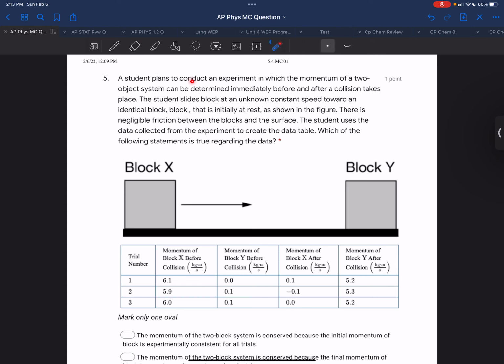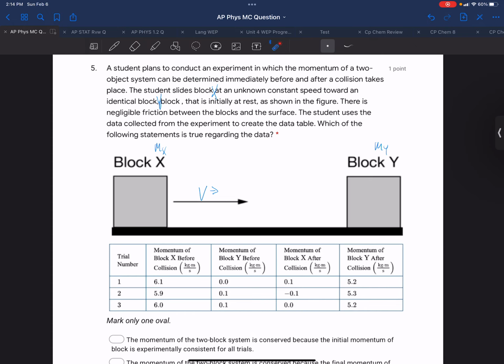In this question, we have a student planning to conduct an experiment in which the momentum of a two-object system can be determined immediately before and after a collision. The student slides the block, x, at an unknown constant speed. So there's some unknown constant speed, v, beforehand, an identical block, y. So mass of x equals mass of y. They're identical. No friction. Uses the data collected from the experiment to create the data table. Which following statement is true regarding the data?